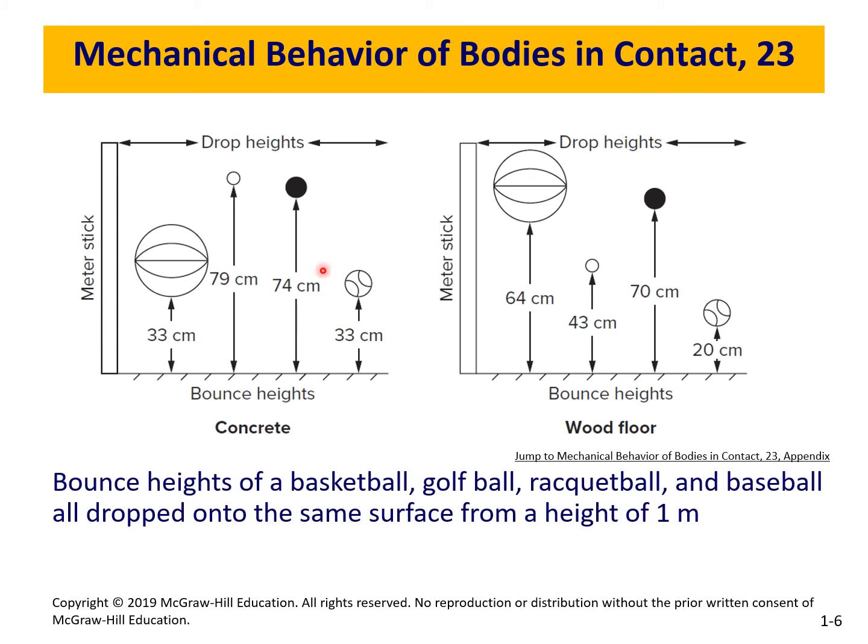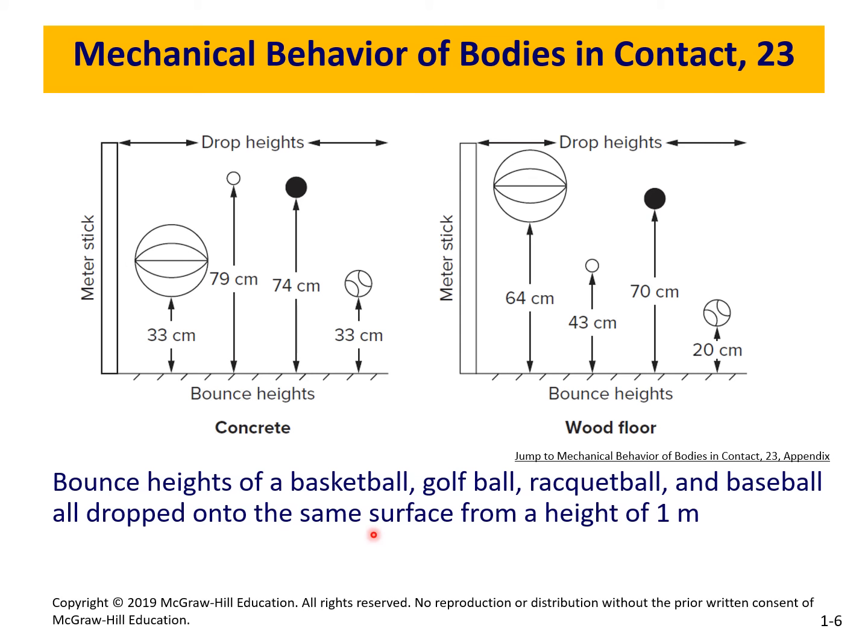If you are bouncing different balls on concrete or on wood, you will have different bouncing heights. So you can see that for a basketball, bouncing on wood is higher actually than bouncing on concrete, as opposed to all the other different balls. And that's something to do with the material of the ball itself. So the coefficient of restitution will be different in each one of those values.